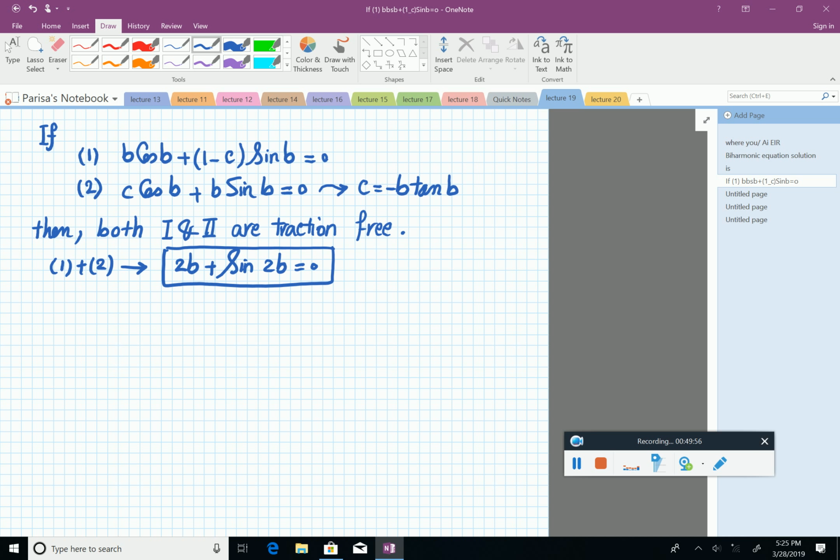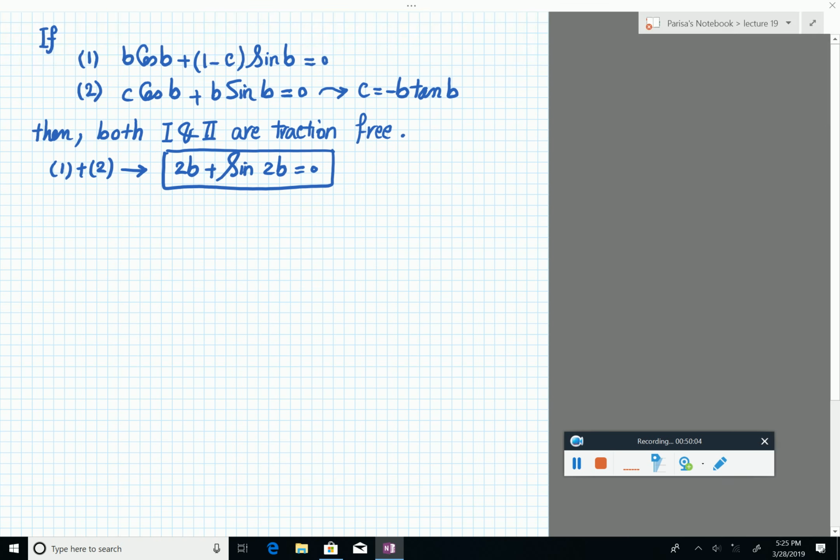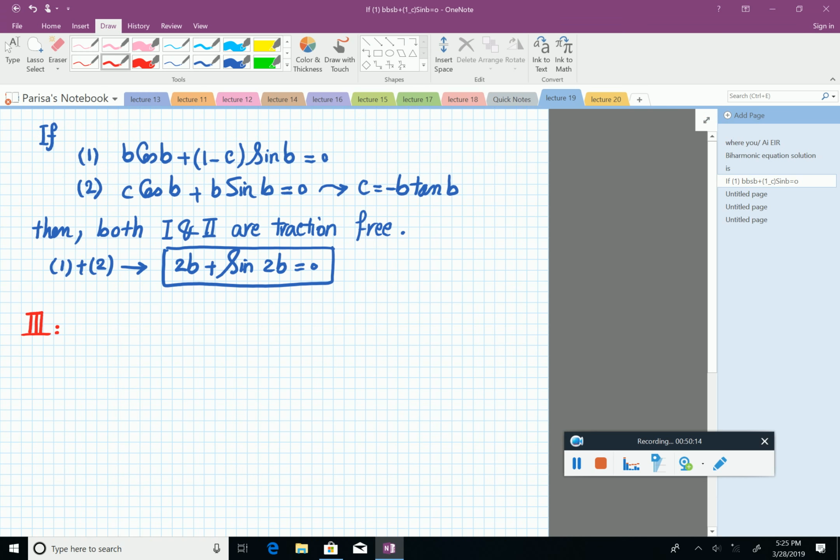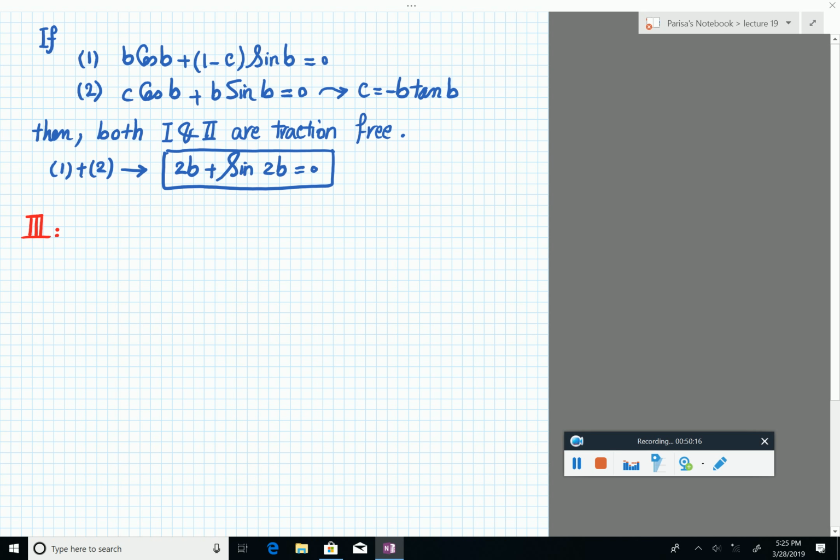We didn't do anything about the left side, boundary number 3. Let's look at that too. So everyone remembers this equation, 2b plus sine 2b equal to 0. Now if you look at boundary number 3, what can we say about this boundary?